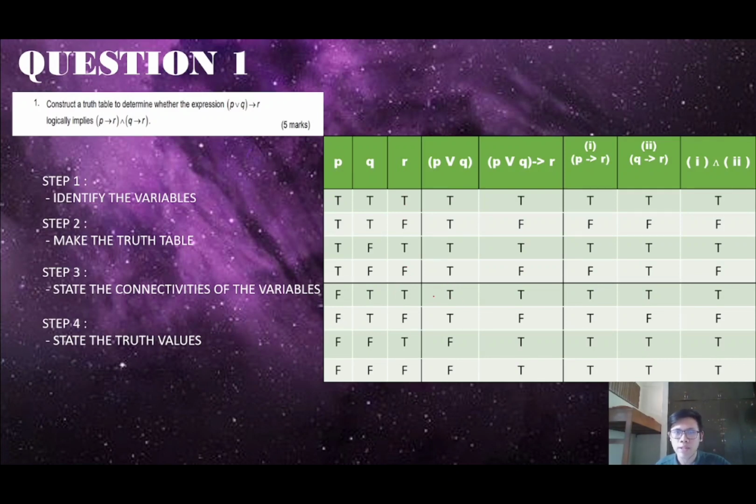And both are the same. True and false becomes false. False and true, it will become true because it is implying R. And false and false becomes true because both of them are the same truth values, implying each other.